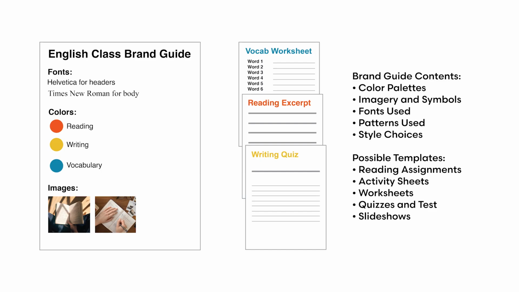A brand guide is usually something a brand uses to establish what fonts they use, what colors they use, and the way they present products or publications. I've created a sample brand guide here. I've outlined the fonts that I want to use, the colors I want to use, and their associated topics, and some images I want to use in my design. It's also a good idea to create some templates to go with your brand guide. You can do this for pretty much anything you're regularly going to make.